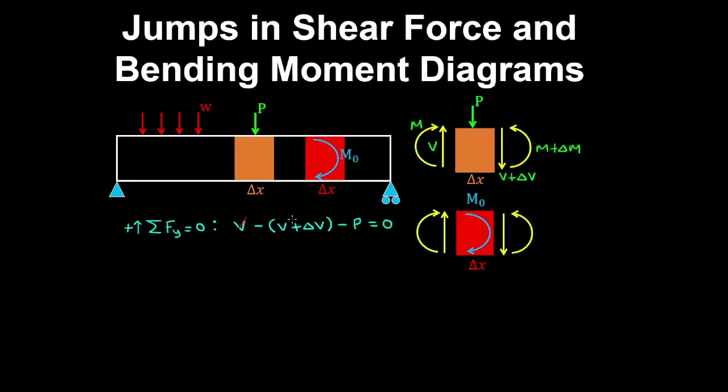In cancelling the V's, we obtain delta V is equal to minus P. And in the limit, we obtain dV is minus P, which means there's a discontinuity in the shear force on both sides of the point load, which is equal to the negative of the point load.